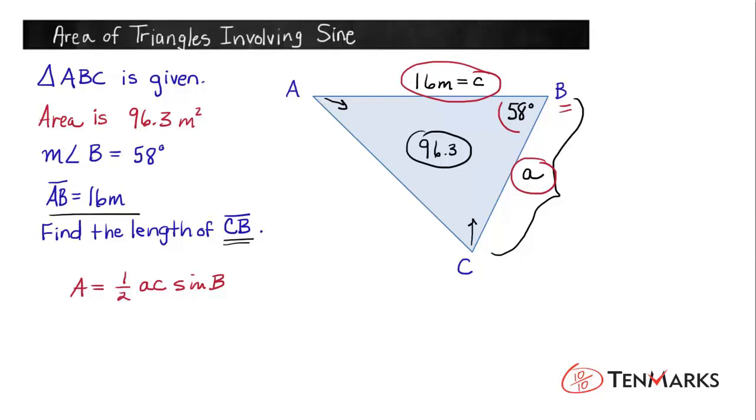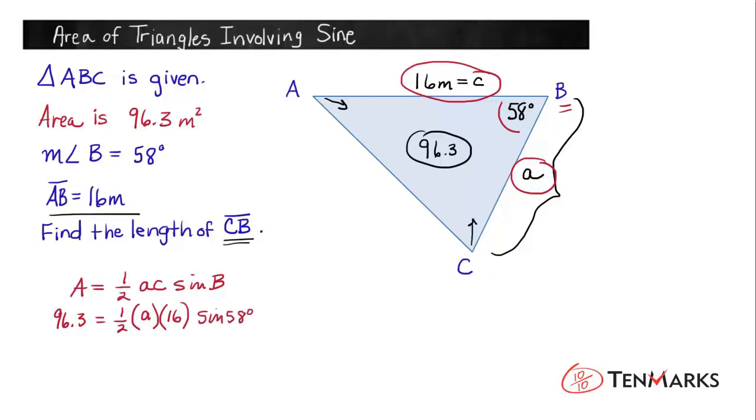Let's fill in what we have. We have that the total area of this triangle is 96.3. The 1/2 is always in the formula. The measure of side A is what we're looking for, and the measure of side C is 16 meters. And the measure of angle B is 58, so we'll take the sine of 58 degrees and put it here.